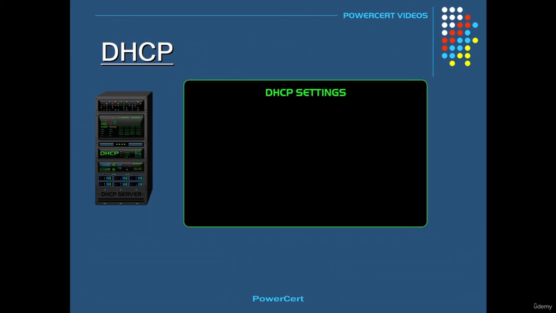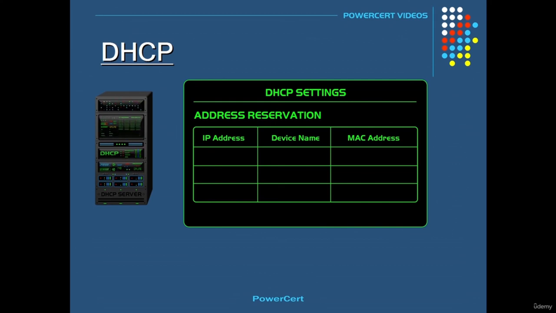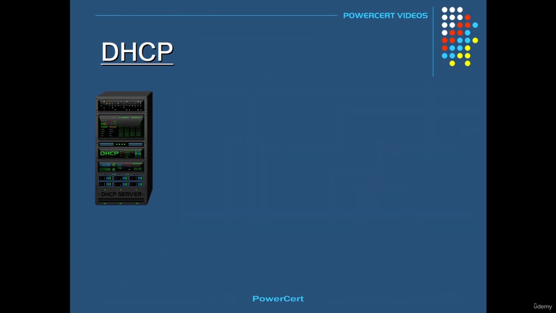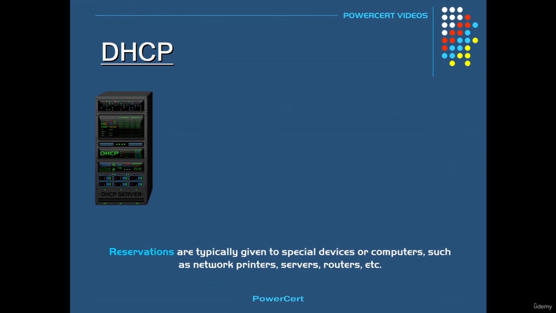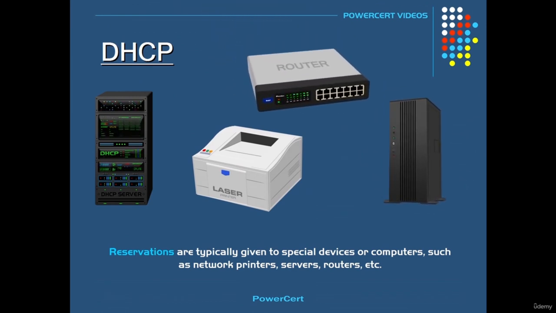Now, if you wanted a computer or device on your network to have a specific IP address all the time, in other words, you never want that IP address to change, well, you can create a reservation on the DHCP server. A reservation ensures that a specific computer or device identified by its MAC address will always be given the same IP address when that computer or device requests an IP address from the DHCP server. So for example, on this DHCP server, if I create a reservation for my computer, the DHCP server will recognize my MAC address and will always give me this specific IP address. Now, reservations are not typically given to regular computers. They are typically given to special devices or computers such as network printers, servers, routers, etc. because devices like these should be given the same IP address constantly.